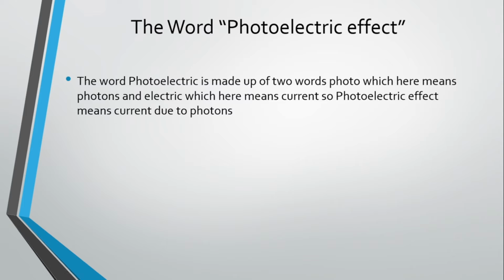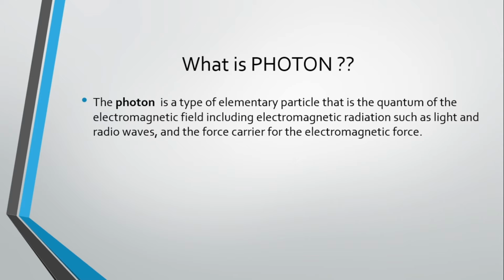Hello. So here first we are going through the photoelectric effect. The word photoelectric effect is made up of two words, photo, which here means photons, and electric, which here means current. So photoelectric effect means current due to photons. Next, what is a photon? A photon is a type of elementary particle that is the quantum of the electromagnetic field, including electromagnetic radiation such as light and radio waves, and the force carrier for the electromagnetic force. The photon has no charge, no resting mass, and travels at the speed of light.